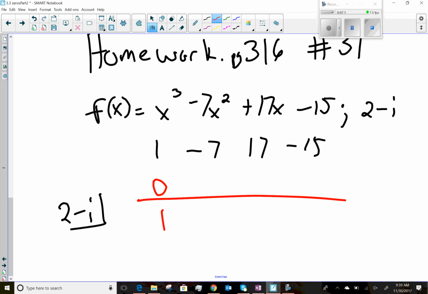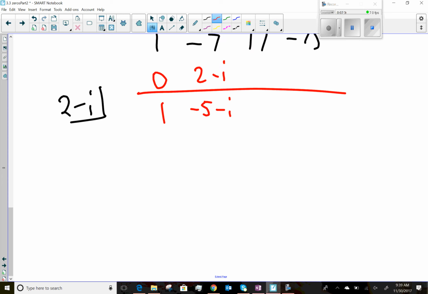This is probably the more complicated part because you're going to get a binomial times binomial. So we get 2 minus i. We can only add real numbers here. So we get minus 5 minus i. Multiply these. So here we're going to have to do some scratch work. We get -10 minus 2i minus i.